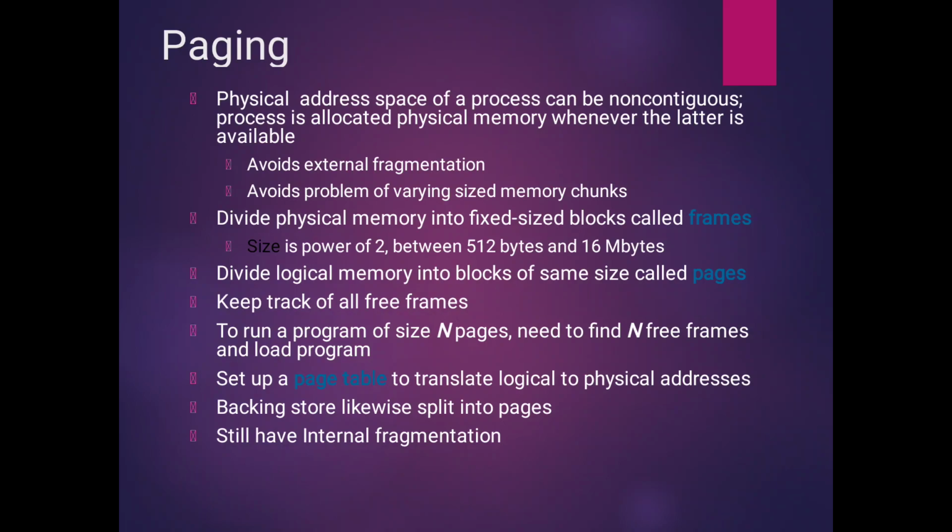Divide physical memory into fixed-sized blocks called frames. The size is a power of 2, between 512 bytes and 16 megabytes. Then divide logical memory into blocks of the same size called pages. Keep track of all free frames. To run a program of size n pages, we need to find n free frames and load the program. Set up a page table to translate logical to physical addresses. The backing store is likewise split into pages. We still have internal fragmentation.